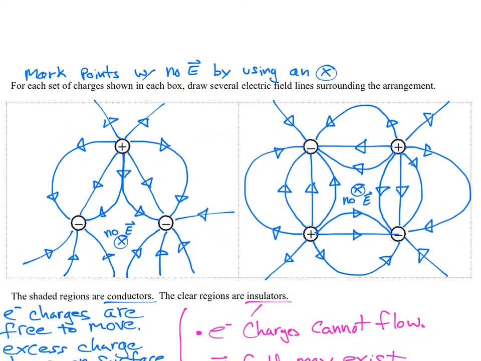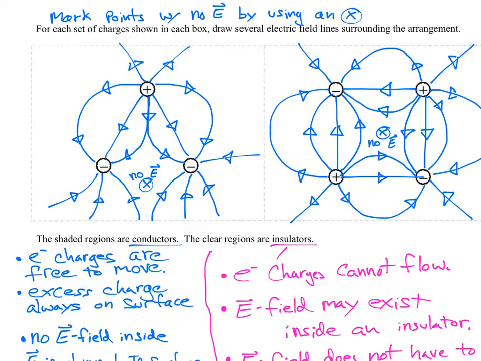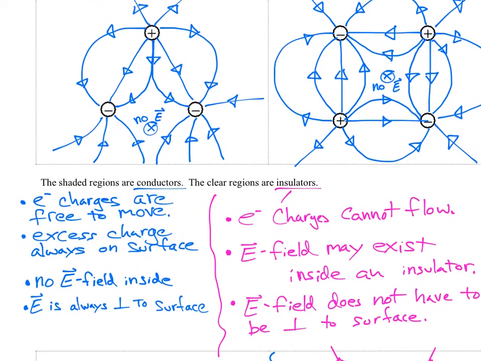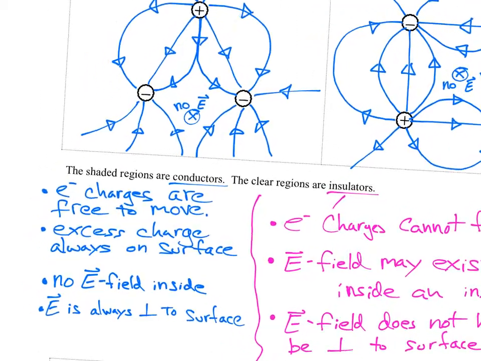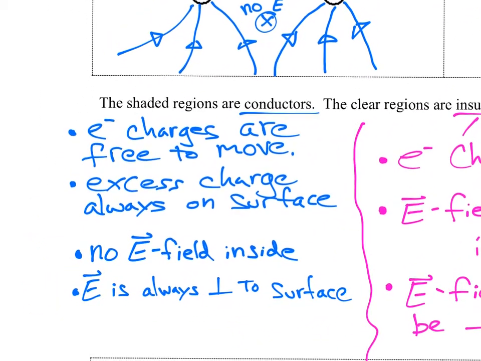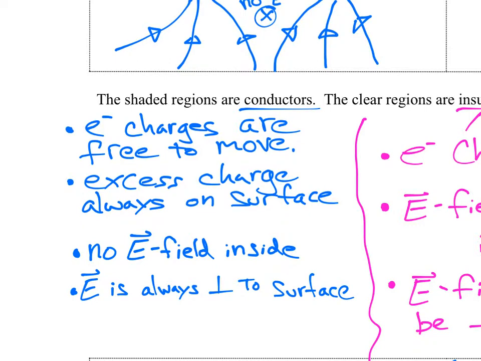All right, moving on. For the pictures at the bottom of the page here, the shaded region are conductors, the clear region are insulators. A little more information on that. In conductors, these are some of the key things to remember. E minus, that's the symbol for an electron. So an E minus charge is free to move inside of a conductor.